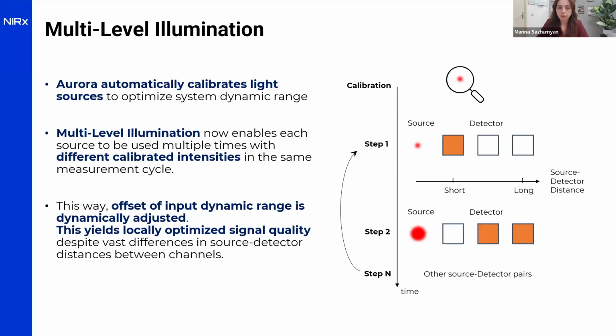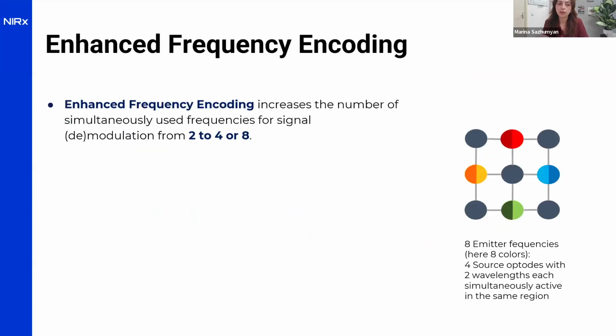And this will, as a result, lead to more optimized signal quality, despite the variable channel distances. Again, as I mentioned, there is a downside to this in that we are increasing the time steps, which means we are slowing down the data acquisition, which is going to result in a reduced sampling rate. However, this can also be overcome by the next feature, the enhanced frequency encoding.